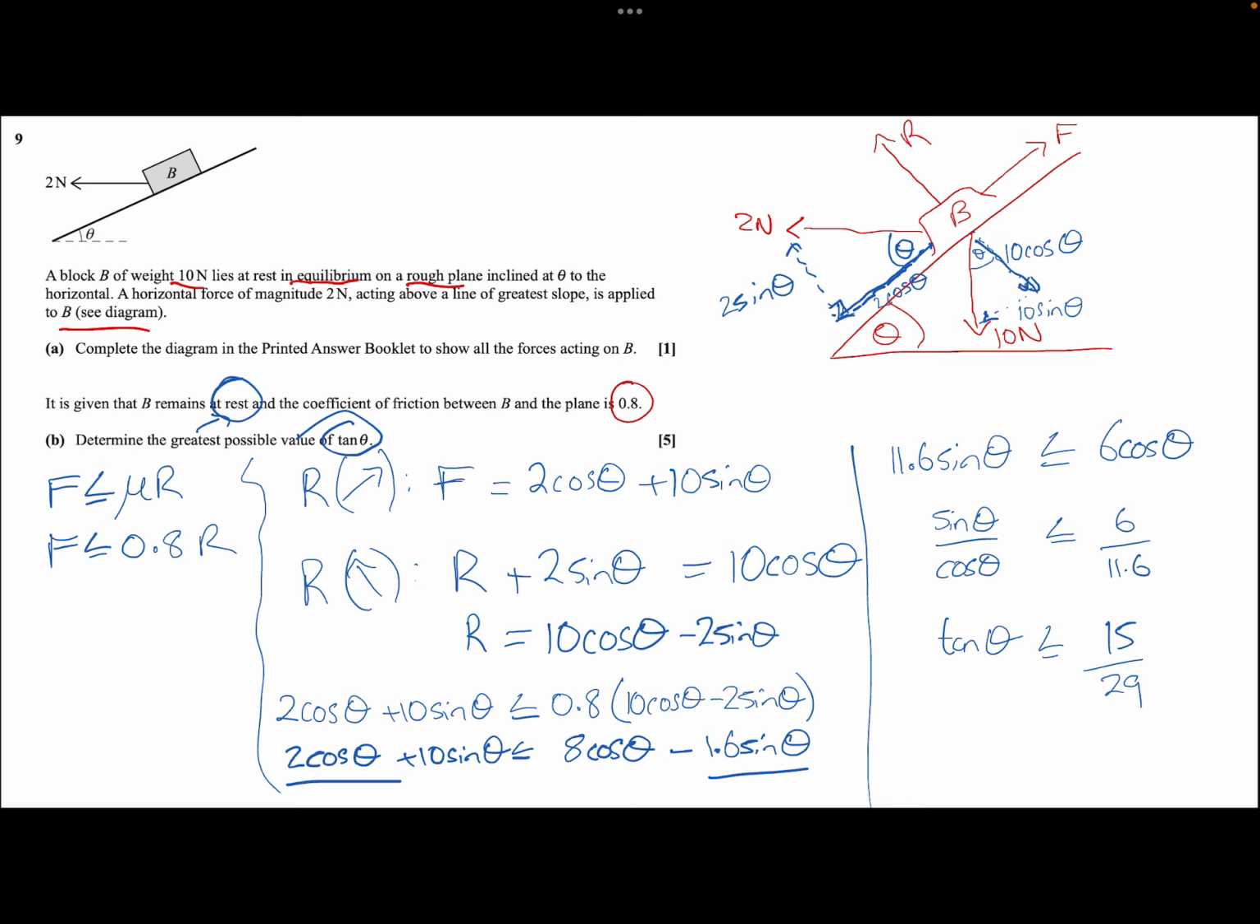Now, what's the greatest possible value? Well, the greatest value is just going to be when this is at its maximum. So the greatest is 15/29. Okay, really hope this helps. See you for the next one.